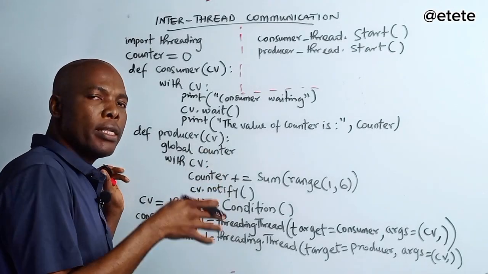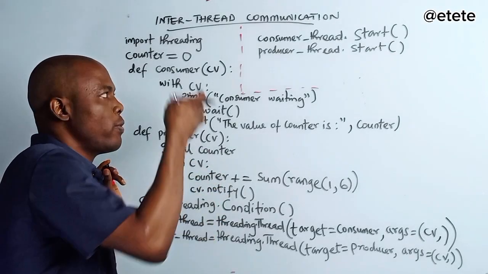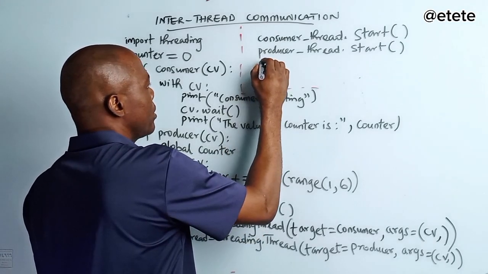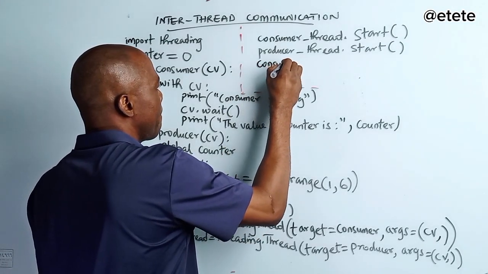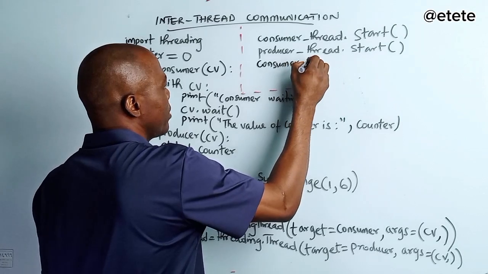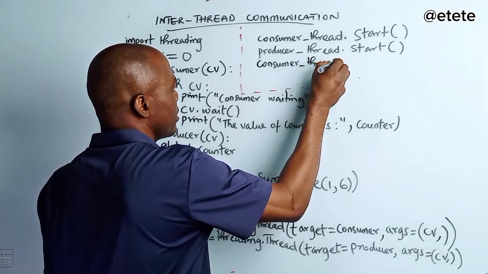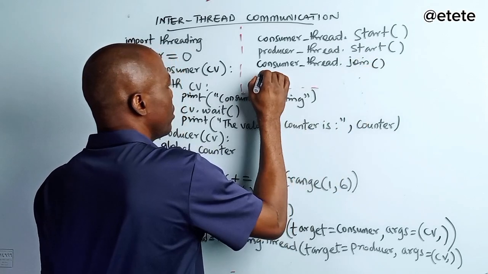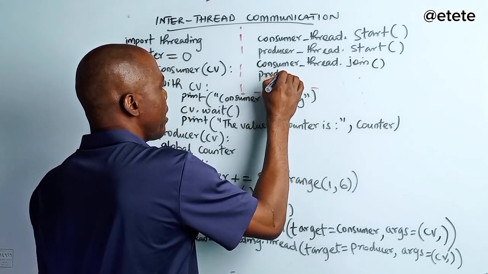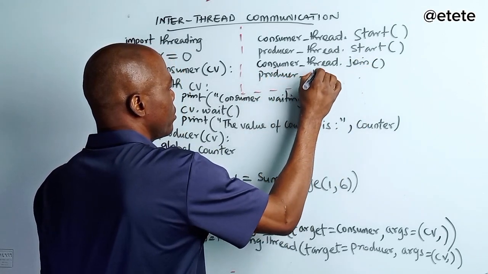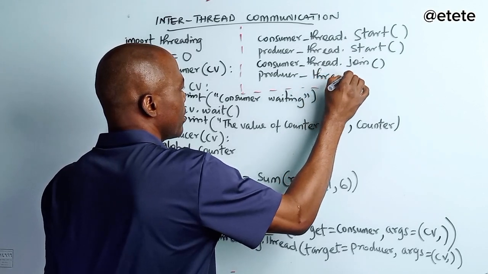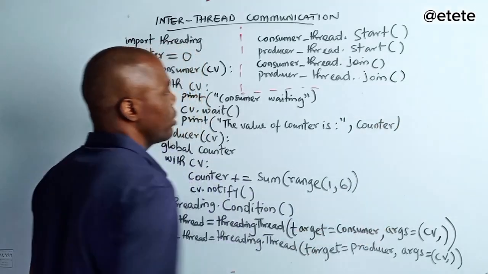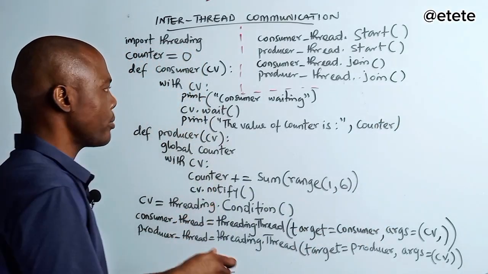Now I want the main thread to wait for the two of them to finish their task before exiting the program. So I will say consumer underscore thread dot join, calling the join method, producer underscore thread dot join, calling the join method. So this is my script.